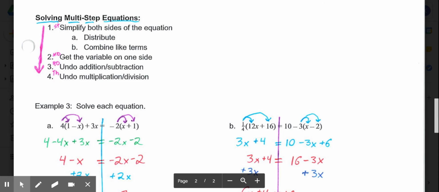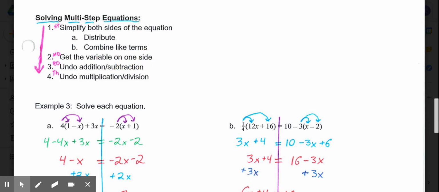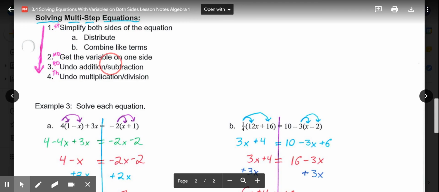So here, just summarizing everything at this point we know about multi-step equations. So the first thing you want to do is to simplify both sides of the equation, which means if you have to use the distributive property, you do that, and then you combine like terms. The second thing you want to check for is, is your variable on one side? And if it's not, you want to get the variable to one side of the equation. And third, you want to undo the addition or subtraction. And then fourth, we're undoing the multiplication or division.